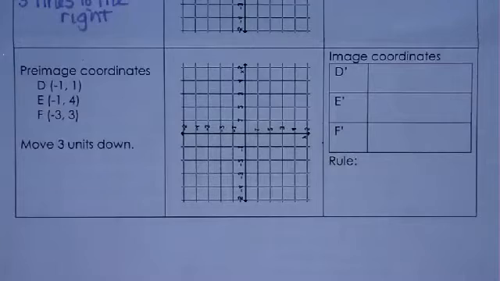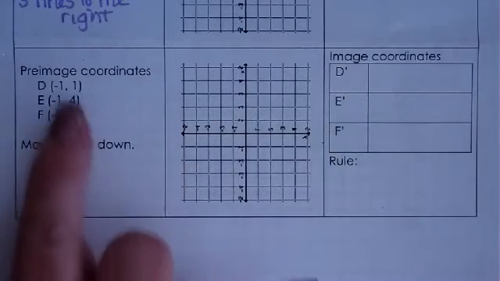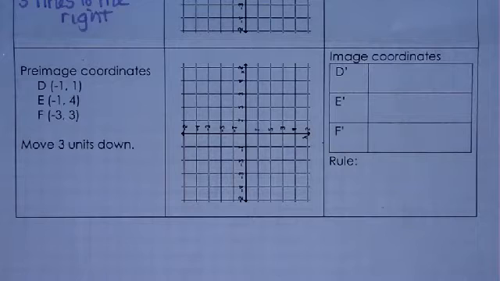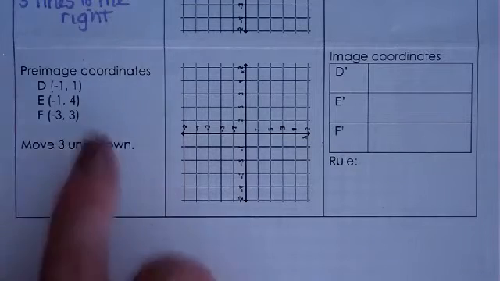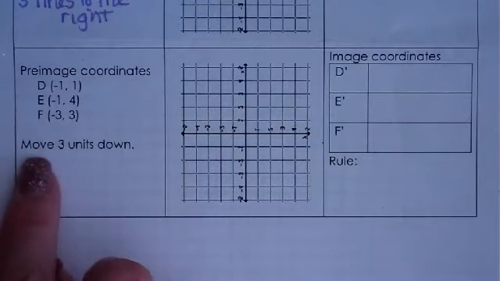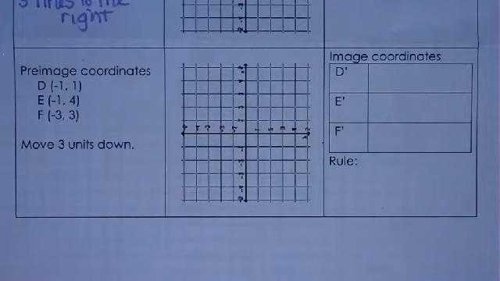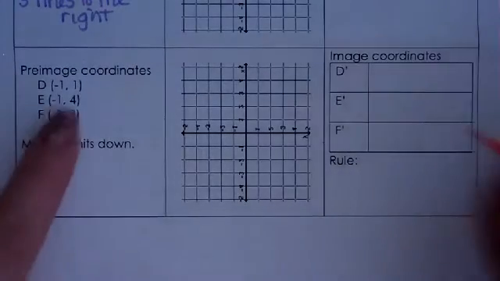Example 2 right here. If you notice the ordered pairs are the same, but they're just different labels. That's okay. Just make it a little different. This time I'm going to take this triangle and I'm going to move it 3 units down. Well, let's see, what did we do first last time? Oh, yeah, we graphed the ordered pairs.